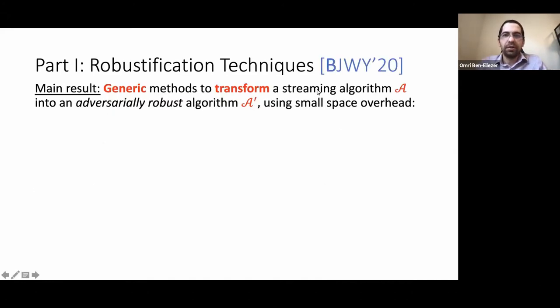Okay, so let me start with the first part about robustification techniques for transforming static algorithms into robust ones. The main result is a generic method to transform many types of streaming algorithms into ones that work in the adversarially robust setting, and the space overhead is not large. One could argue what is small. We will see the results, and there are also open questions about the space overhead or the runtime overhead that these methods incur. But the high level picture is that for many problems, we are able to get streaming algorithms that are robust against adversaries using just a small overhead compared to the classical algorithms.